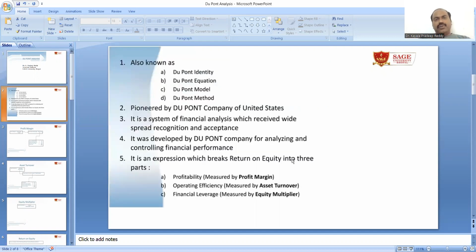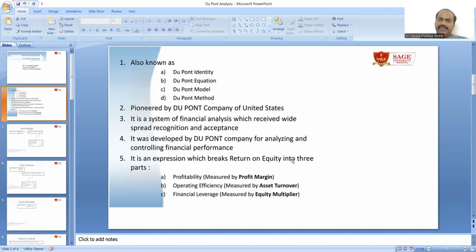So basically, DuPont analysis is also known as DuPont identity, DuPont equation, DuPont model, and DuPont method. This is the name of a US company, pioneered by the DuPont Company of United States, which identified one model relating to the return on equity. It is a system of financial analysis which received widespread recognition and acceptance.